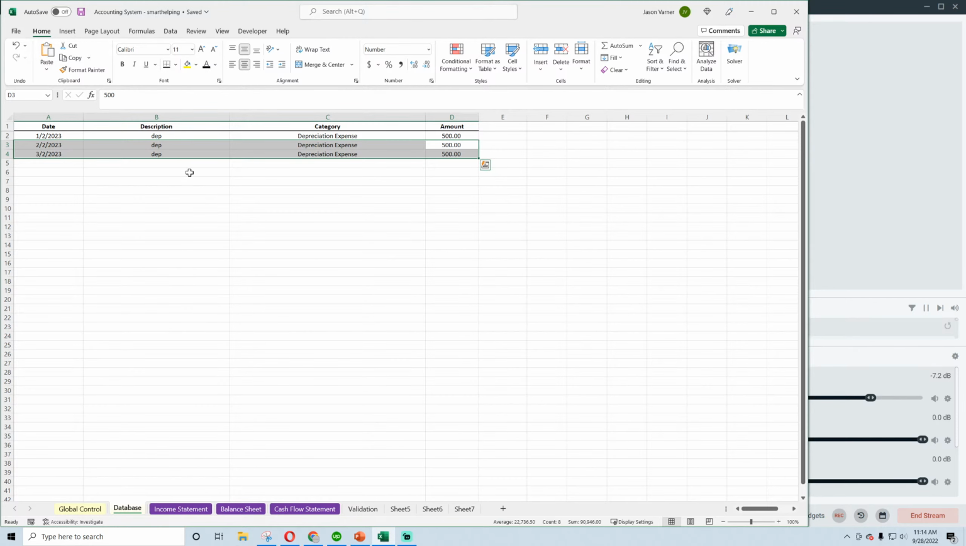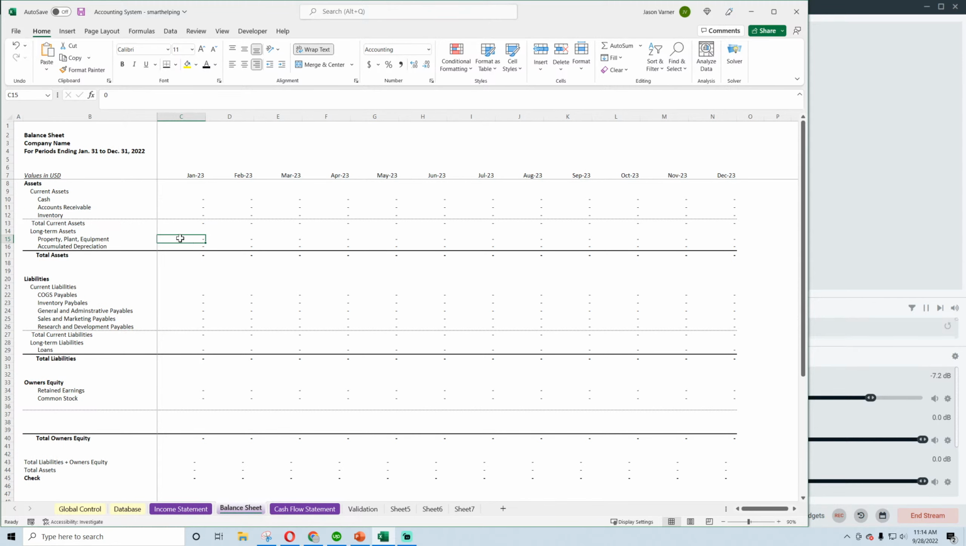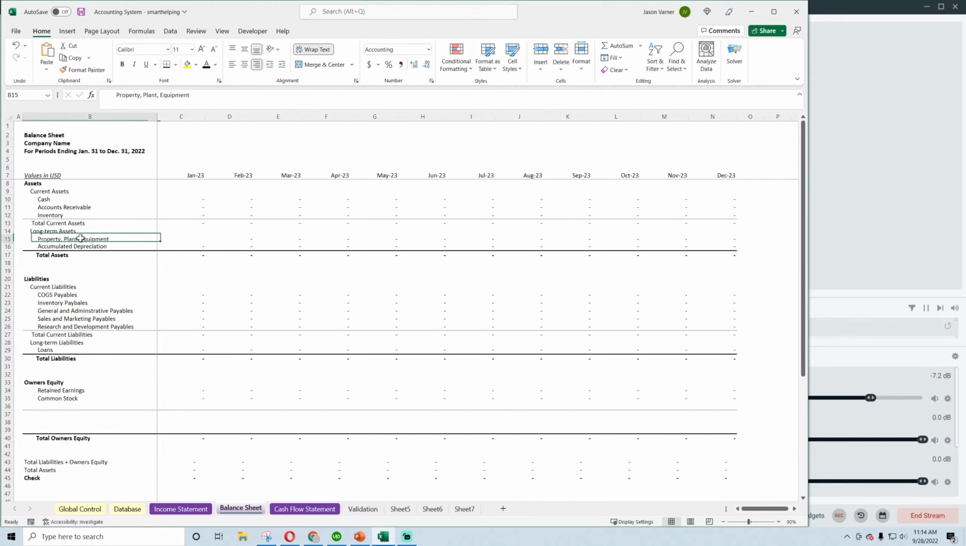All right, let's code this in real quick. So this is not going to affect the income statement whatsoever. Balance sheet, it will. Property, plant, equipment. So we go SUMIFS. Actually, I don't want to rewrite all this formula. We can just use one of these. And what did I call it? Capital asset purchase.